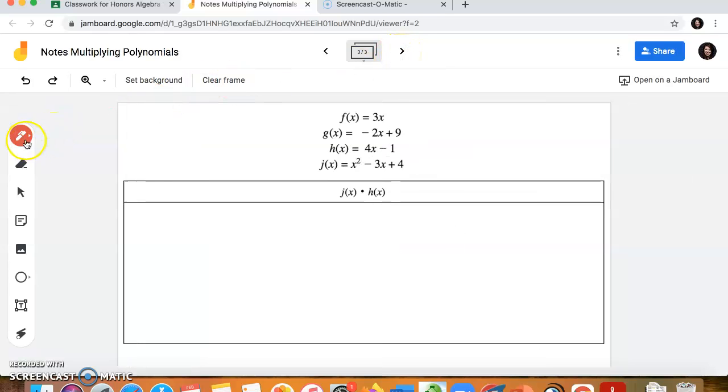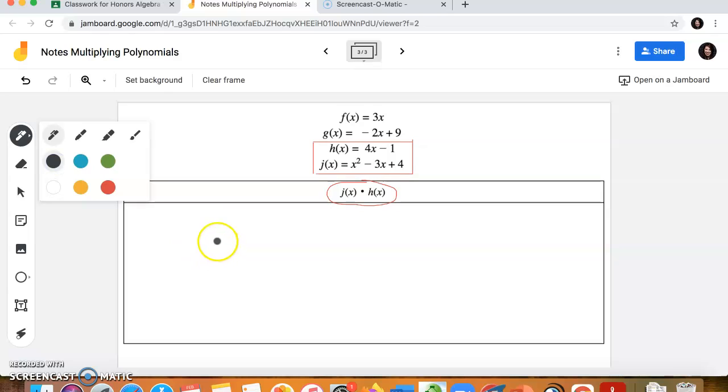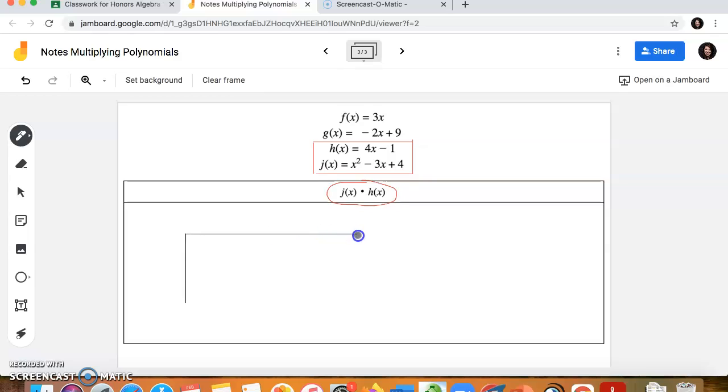All right, this time we're going to have a different size box again. So now we have j of x and h of x. So we're going to need these two. And now we have a binomial and a trinomial. H of x, that's 4x minus 1. That's a binomial. And then we have a trinomial for j of x, it's x squared minus 3x plus 4. So I'm going to need to make a box 2 by 3. I'm going to make it look like this. Make sure it's plenty big.